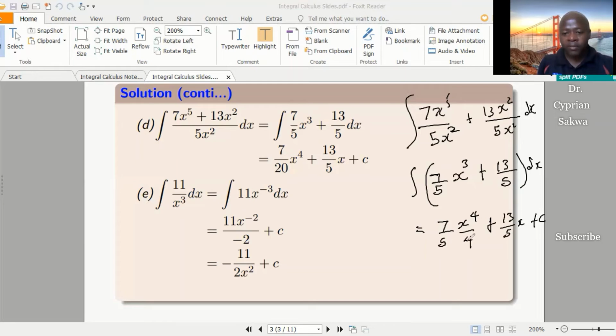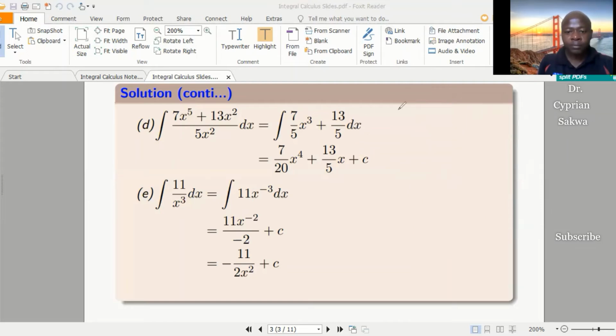But now 5 times 4 is what is giving me this 20. So I have 7 out of 20 x raised to 4 plus 13 out of 5 x plus c. That's how I did that. Now what about this one? Again, I have to do the same.